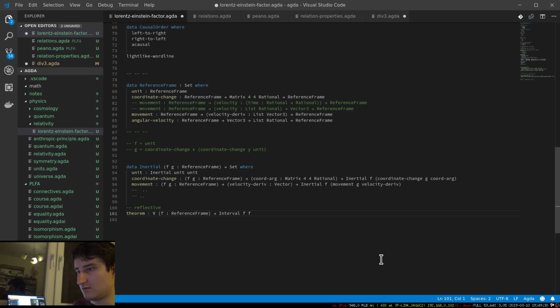And we say that inertiality relation is reflexive. That is, for a reference frame, it's inertial. In other words, we proved it by saying that we would have to prove that two reference frames, no matter what they are, wait.